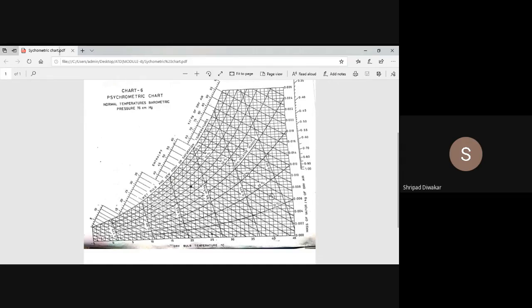But whatever example I took, 10 degree WBT and 20 degree DBT, my line is very near to 0.825. That's why you write directly 0.825 meter cube per kg specific volume. And this curve is exactly passing, that is the relative humidity line, that is 20%. And two more things you have to find out. One is specific humidity and one is enthalpy.